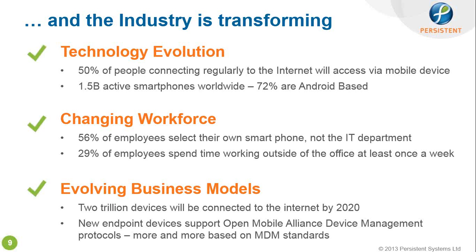And then lastly, the business models are evolving as well. It's estimated that this trend is going to continue. There's going to be 2 trillion devices connected to the internet by 2020. So this is going to be the new paradigm of how do I not only allow connectivity through the internet, but how do I manage across the internet as well.